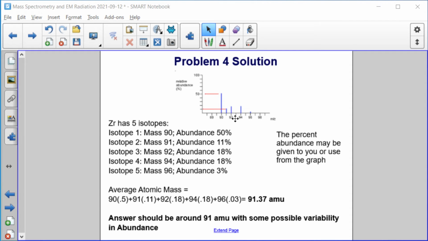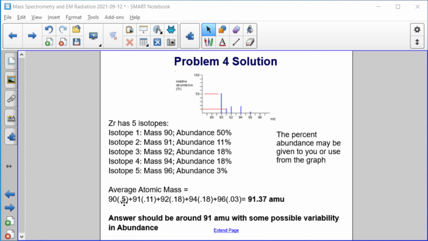We do the same thing here. We can see these two are about the same, just below 20% at 18, and then this one is even below the halfway line here, which would be 5. So this mass 96 has an abundance of 3%. And from there, you just calculate average atomic mass like you always would.